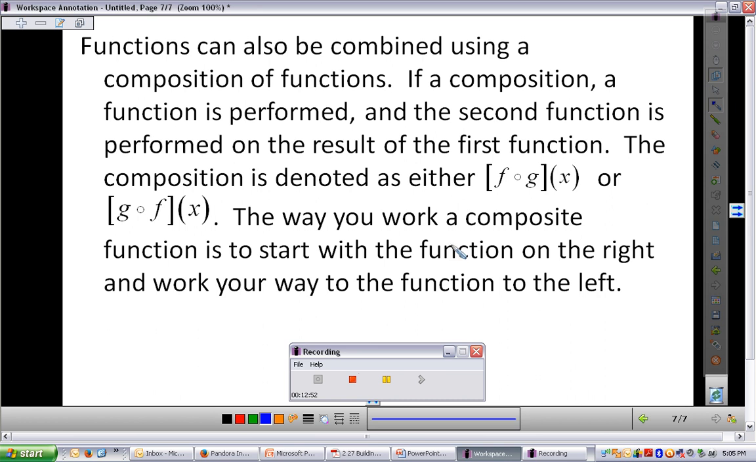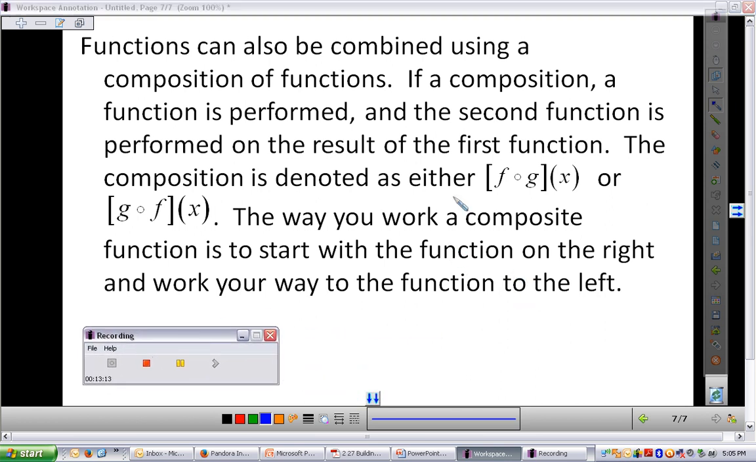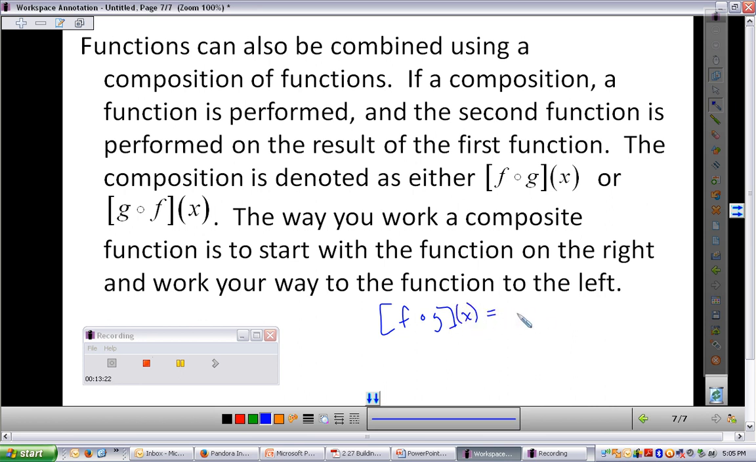And the way you work with a composite function is to start with the function on the right and then work your way to the function on the left. You will also see, I'm going to look at this f of g of x. Another way you will also often see this written is f of g of x like that. Notice the 2 parentheses back here. So work on the function on the right and work back left, or think of it this way, work on the function on the inside and work your way out. So let's look at an example of this.